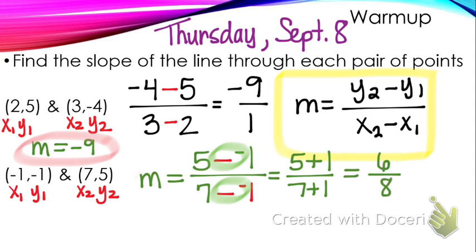Who has 6 over 8? Did anybody reduce that? Because you can also reduce it. So what would be another way to write that, Alex? 3 over 4. I would take either one of those for full credit.